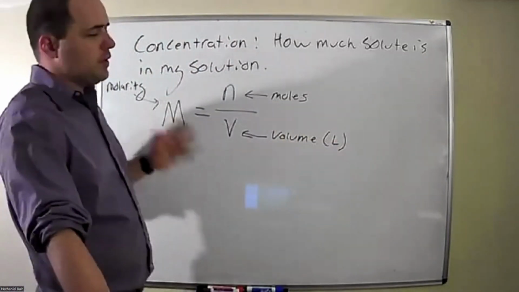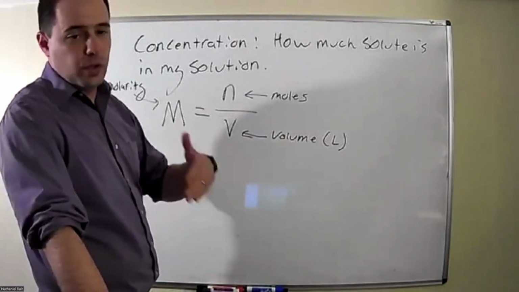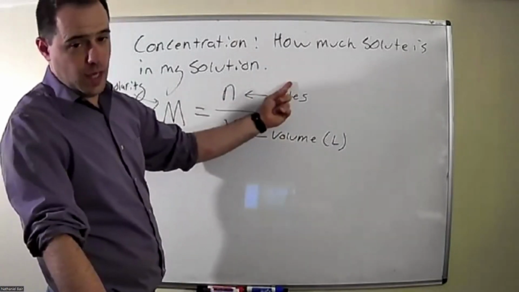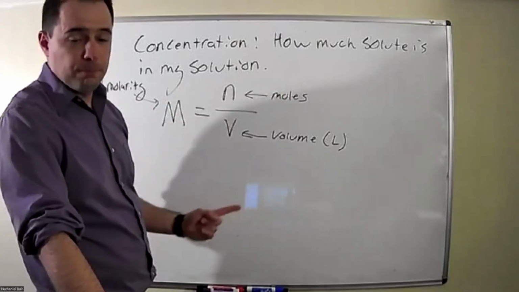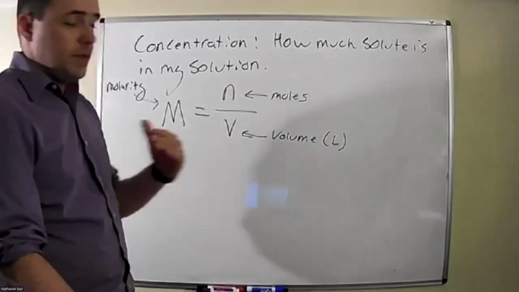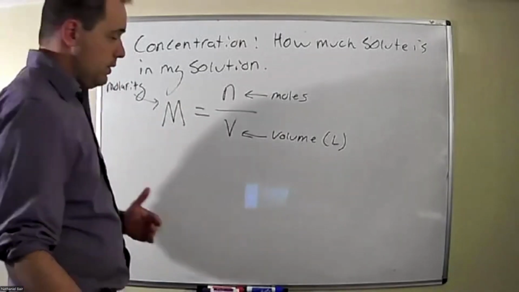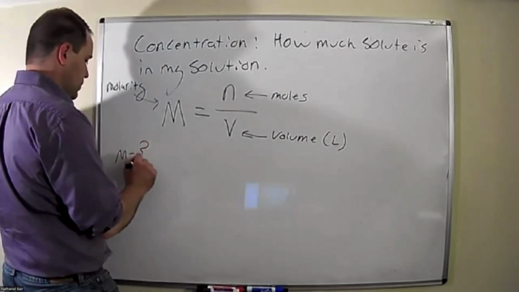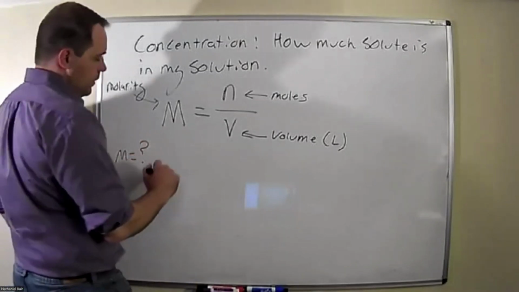So if you see a solution that says 3.5 molar hydrochloric acid, that means there's 3.5 moles of HCl in 1 liter of water. Let's calculate a molarity. I'm going to give you the easiest problem like all year. So I want to know, what is the molarity? So molarity equals question mark.